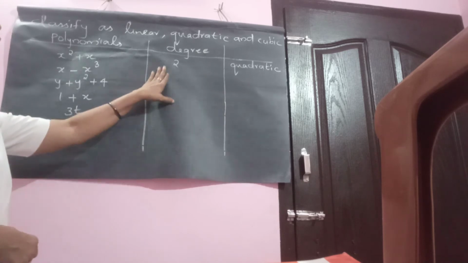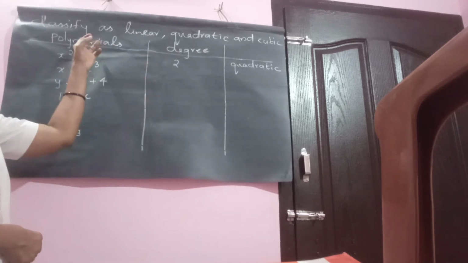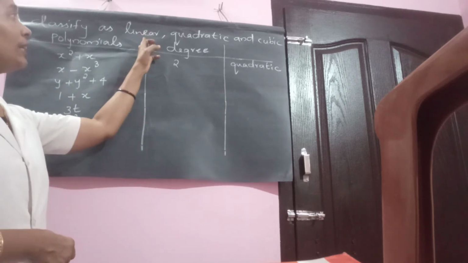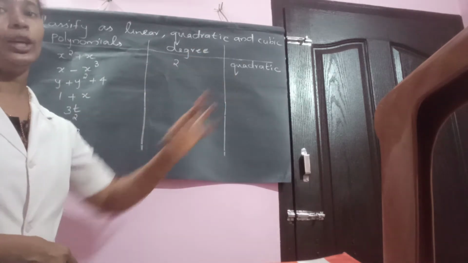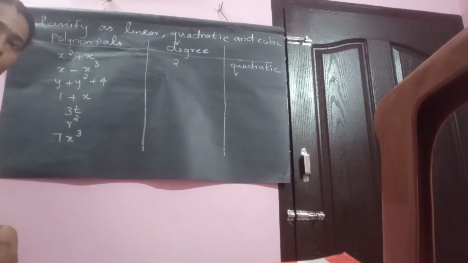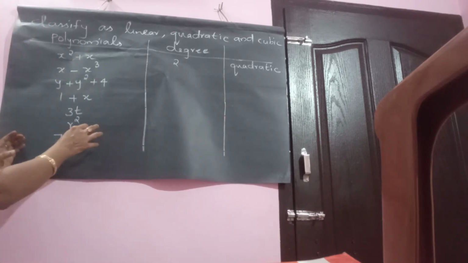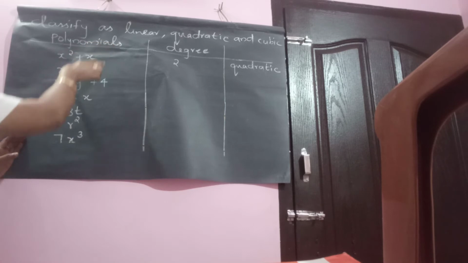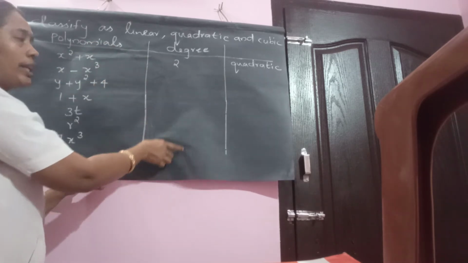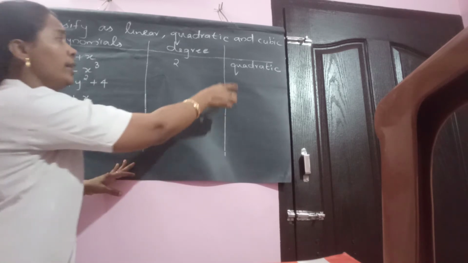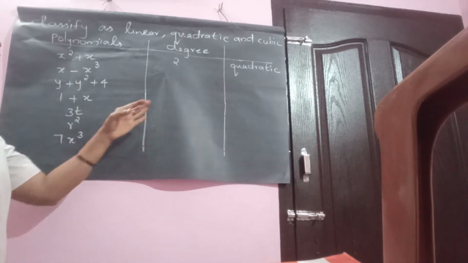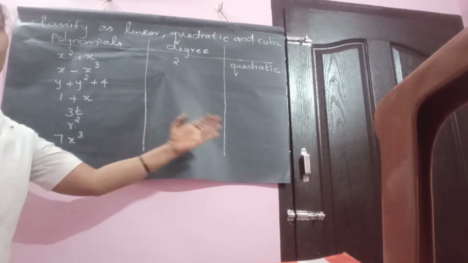Today we are going to study how we can classify the given polynomials as linear, quadratic and cubic. The last question from our first exercise, isn't it? So look at the questions. The teacher has taken all the polynomials in one column, and the second column is given for finding its degree. The third column is for writing the classification, whether they belong to linear, quadratic or cubic.